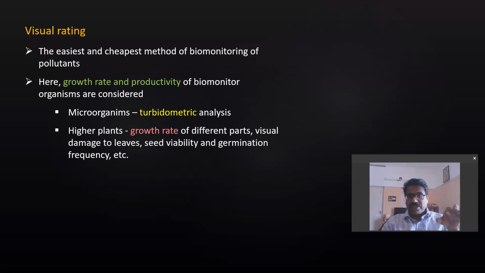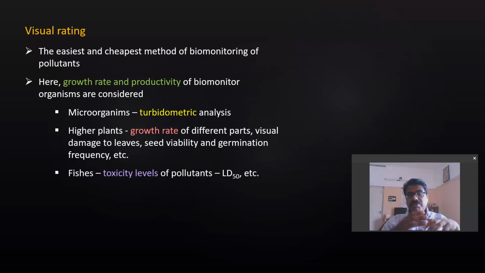Okay, so growth rate of different parts of the plants, how much damage it causes to the leaves, how viable the seeds are, whether it is less viable or more viable, and germination frequency, etc., can be used as measures for detecting pollution when we use higher plants. Okay, and when we use animals like fishes, the toxicity levels are measured.